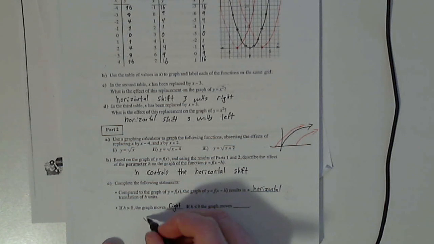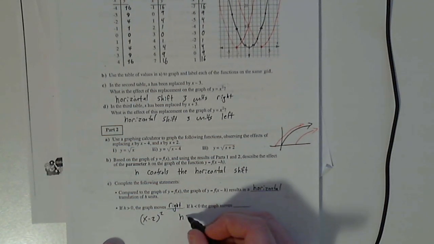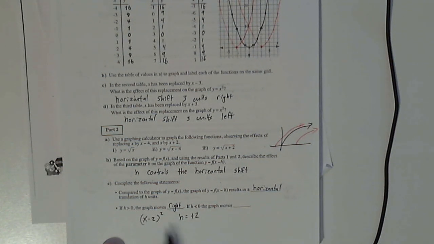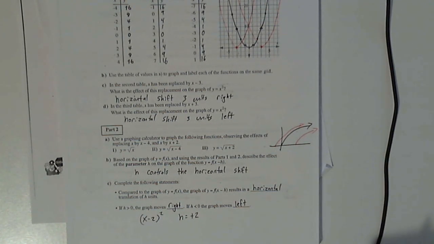Let me actually write that. So if it said x minus 2 squared, the h value is actually equal to positive 2. So the equation looks backwards, but the h value is the right way around. So if h is positive, it moves to the right. If h is negative, it moves to the left. Good.